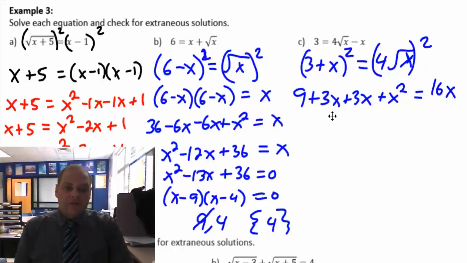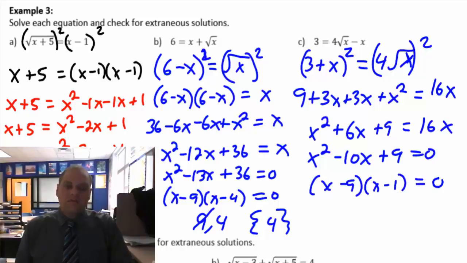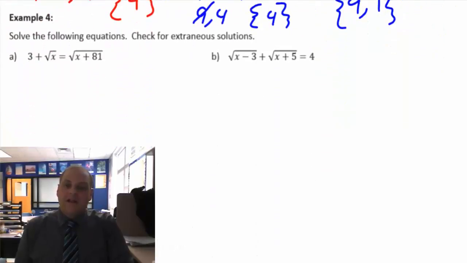Get it equal to 0. X squared, I have 6x plus 9 equals 16x. Now bring it over. X squared minus the 16x, so minus 10x plus 9 equals 0. X minus 9, x minus 1. 9 and 1, they both work. They both will check out. 4 times 3 is 12, minus 9 is 3, and then 4 times 1 minus 1 is 3. So those both work. All right, last two here.